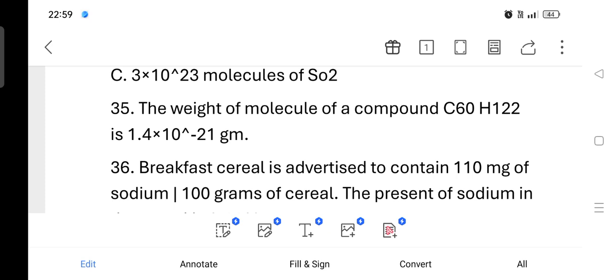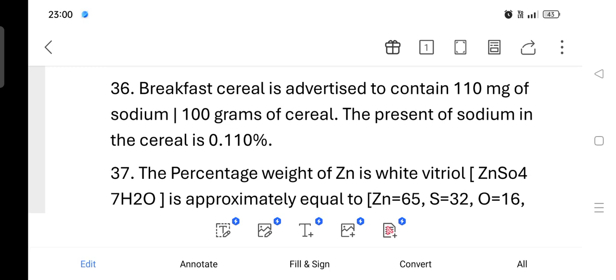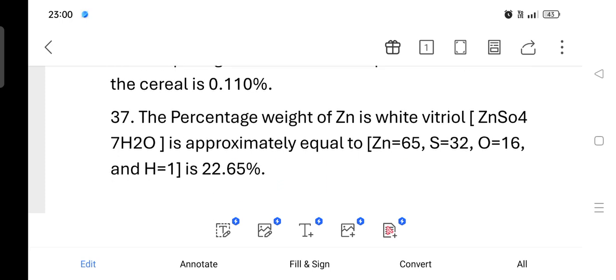The weight of a molecule of a compound C60H122 is 1.4 into 10 to the power of minus 21 gram. Breakfast cereal is advertised to contain 110 mg of sodium per 100 grams of cereal. The percentage of sodium in the cereal is 0.110%.